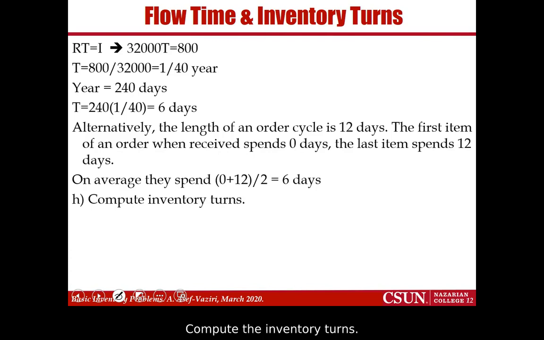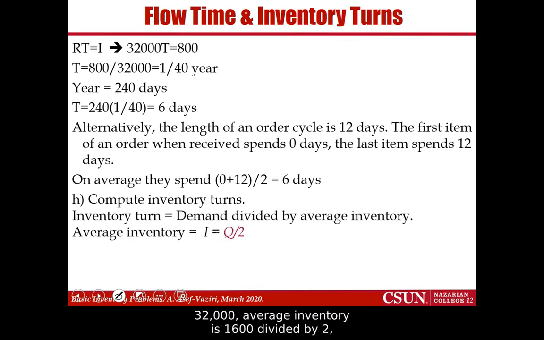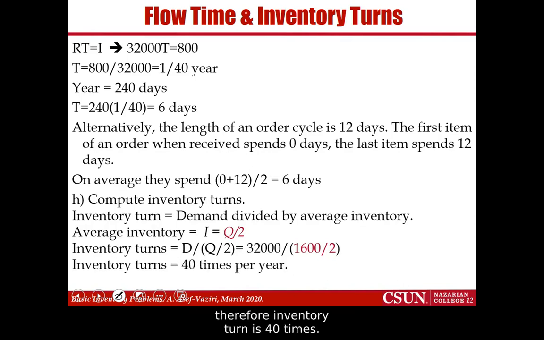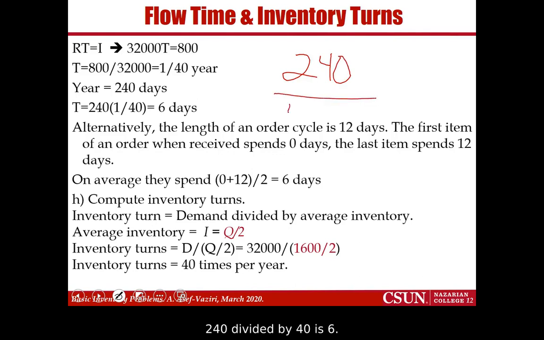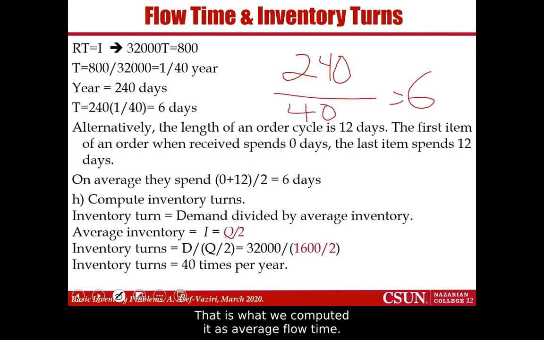Compute inventory turns. Inventory turn is defined as demand divided by average inventory. 32,000, average inventory is 1600 divided by 2, therefore inventory turn is 40 times. That means each unit which goes into inventory will rotate 40 times throughout the year. This is an accounting term. So each unit goes there and is replaced 40 times. 240 divided by 40 is 6. That is what we computed as average flow time. A year is 240 days and items are replaced 40 times. Therefore, each item on average is there for 6 days. And that is what we call flow time.